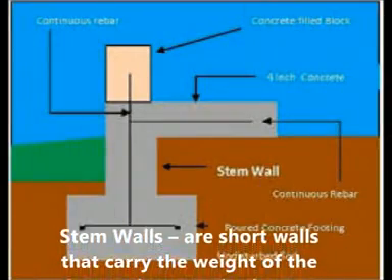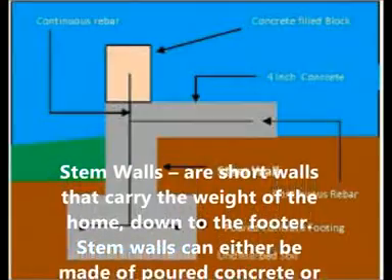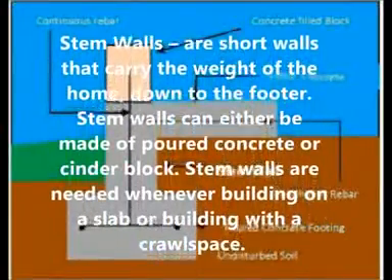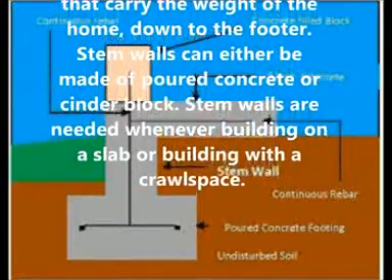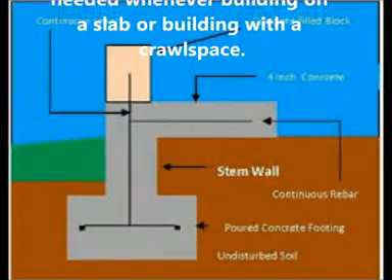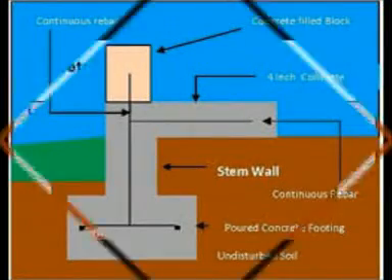2. Stem walls are short walls that carry the weight of the home down to the footer. Stem walls can either be made of poured concrete or cinder block. Stem walls are needed whenever building on a slab or building with a crawl space.